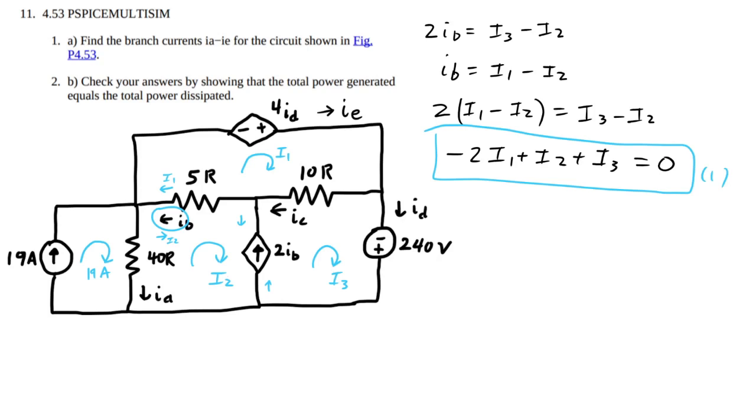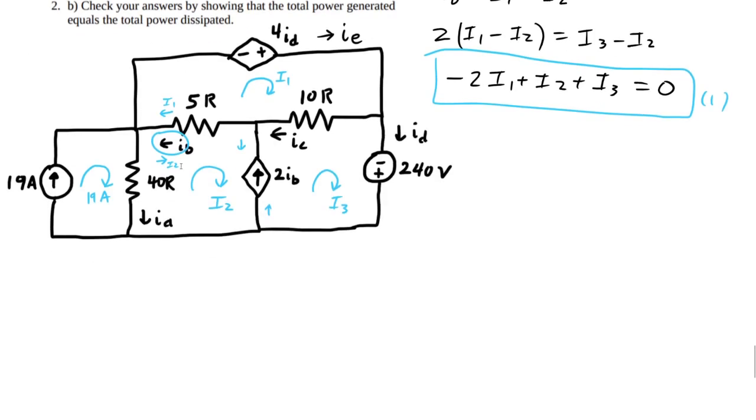So now we can continue our mesh analysis. So I'm going to do KVL for mesh 1. I'll start here. So minus 4 ID. Oh, here's another thing. ID is going, there's no other branches here, so for the same reason that the 19 amps is that other current, ID is going to equal I3. So we're just going to throw in minus 4I3.